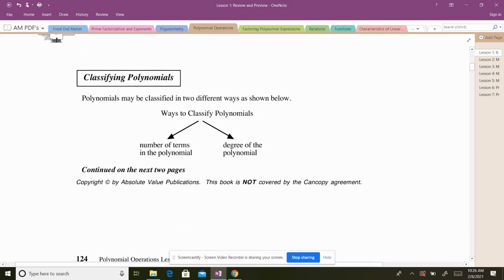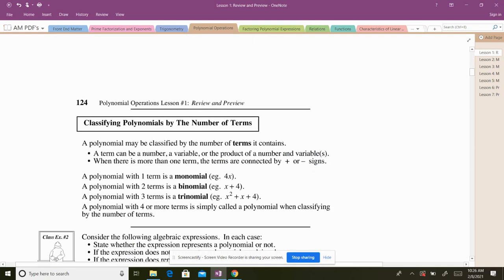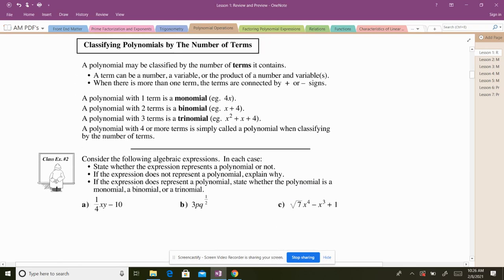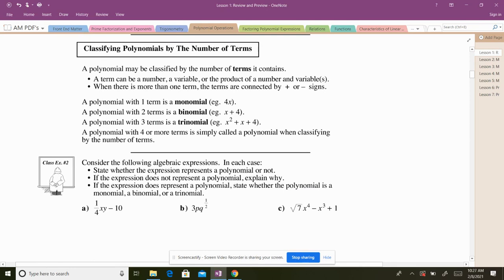I'm not going to go into the classification of polynomial or why something is or is not a polynomial. You skip to the second page, page 124. Anything that is separated by a plus or minus sign is called a term. So this 4x has one term, so it's called a monomial. Mon means one. If it has this x and this 4, they're separated by a plus or minus sign. That means it has two terms, which is called a binomial.